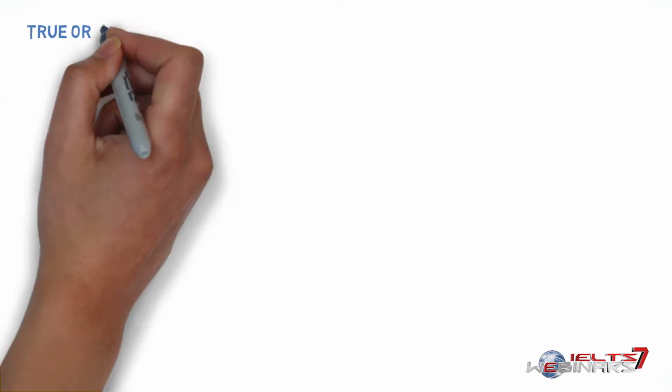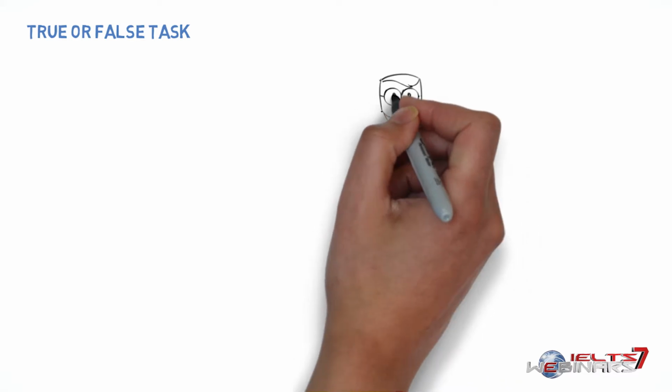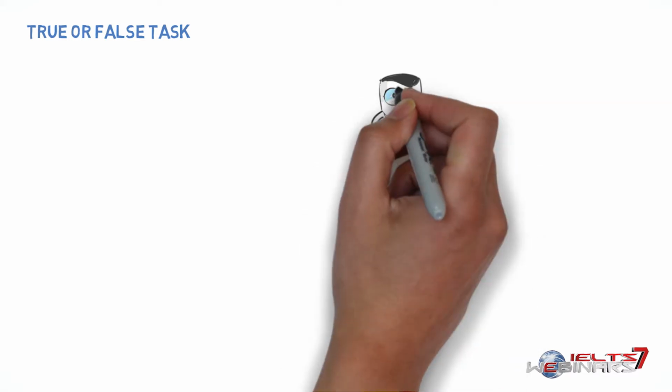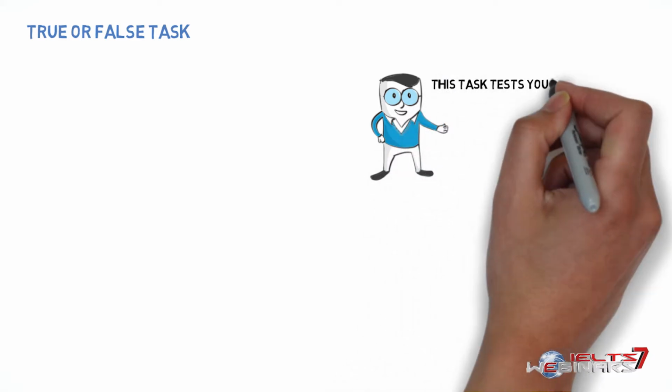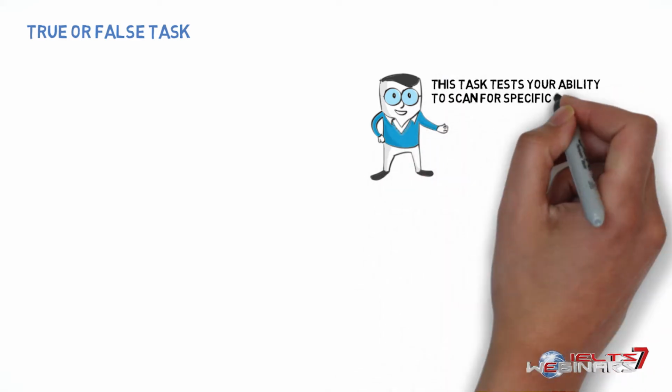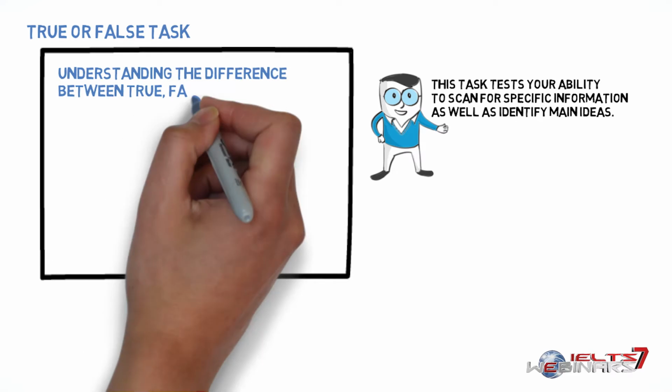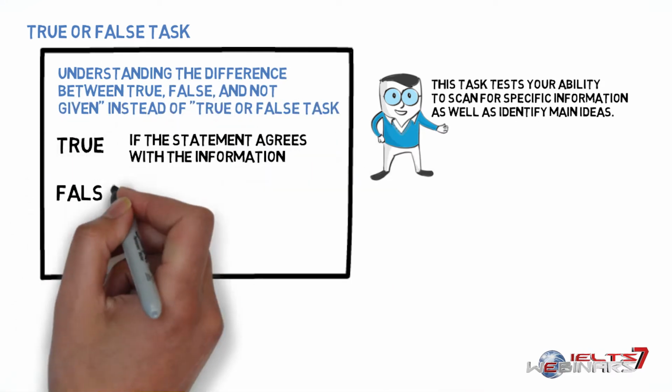True, false, not given, or yes, no, not given, is another type of task commonly used in the IELTS reading test. This task tests your ability to scan for specific information as well as identify main ideas. True, false, not given questions look like this.